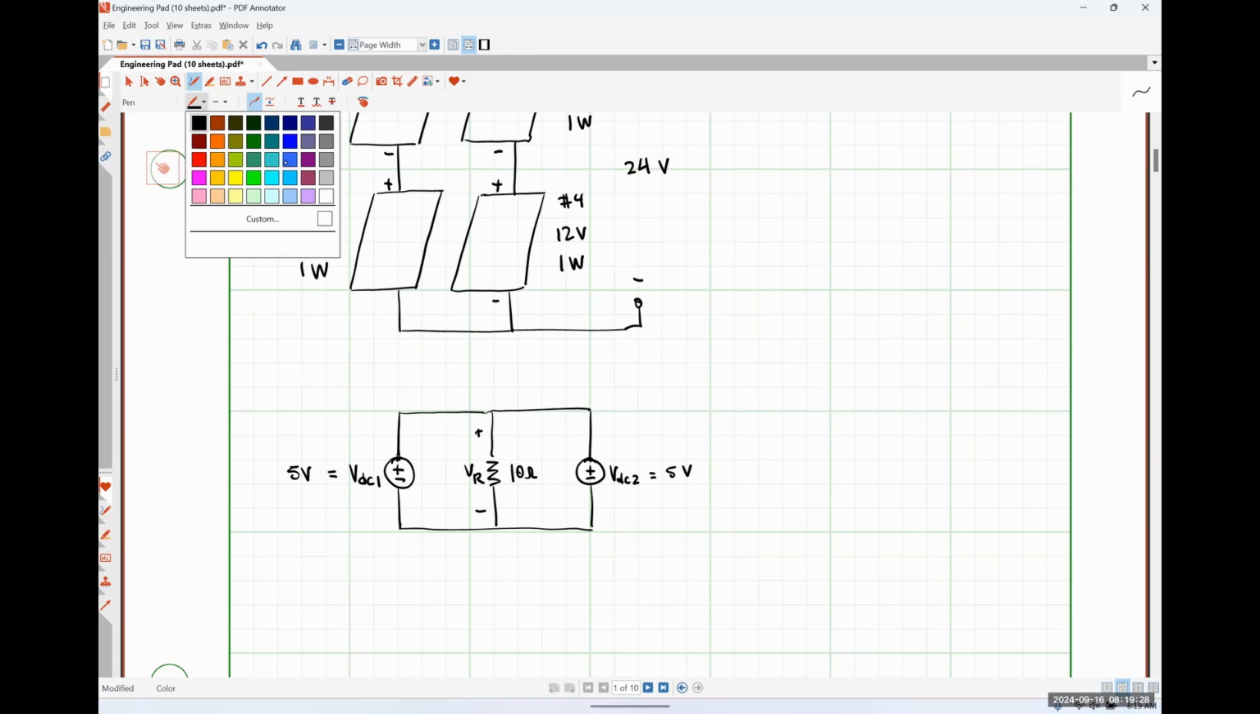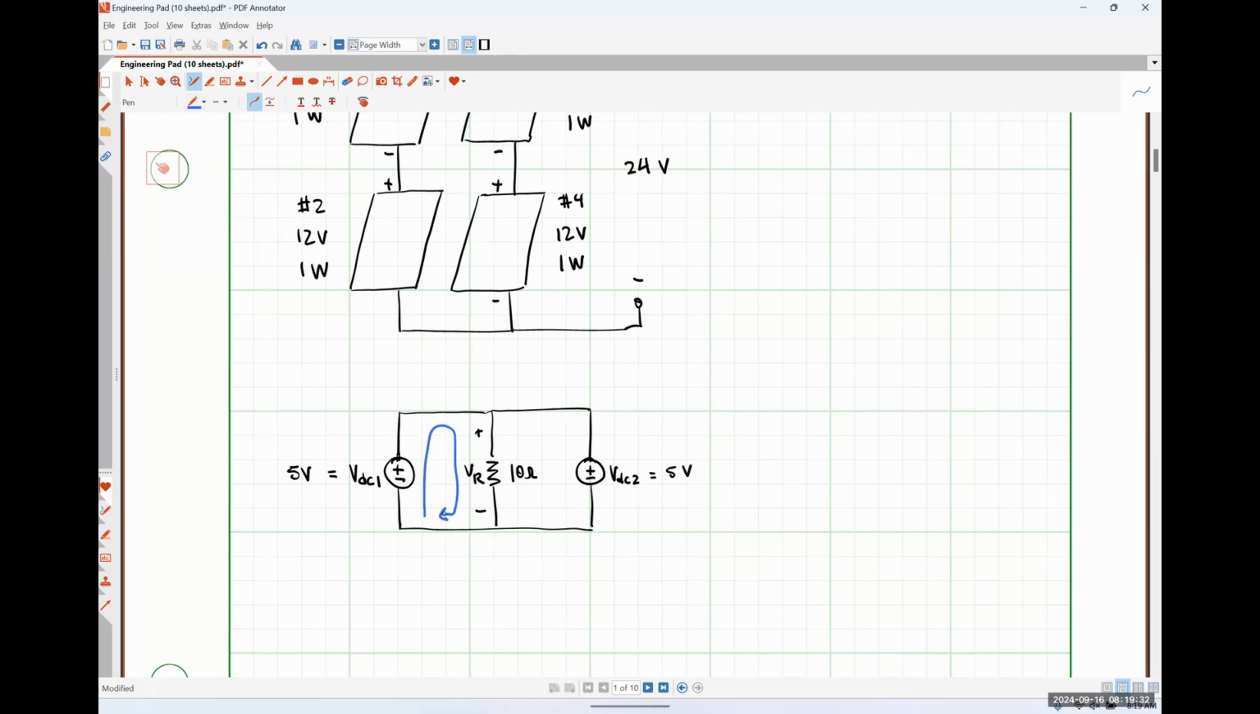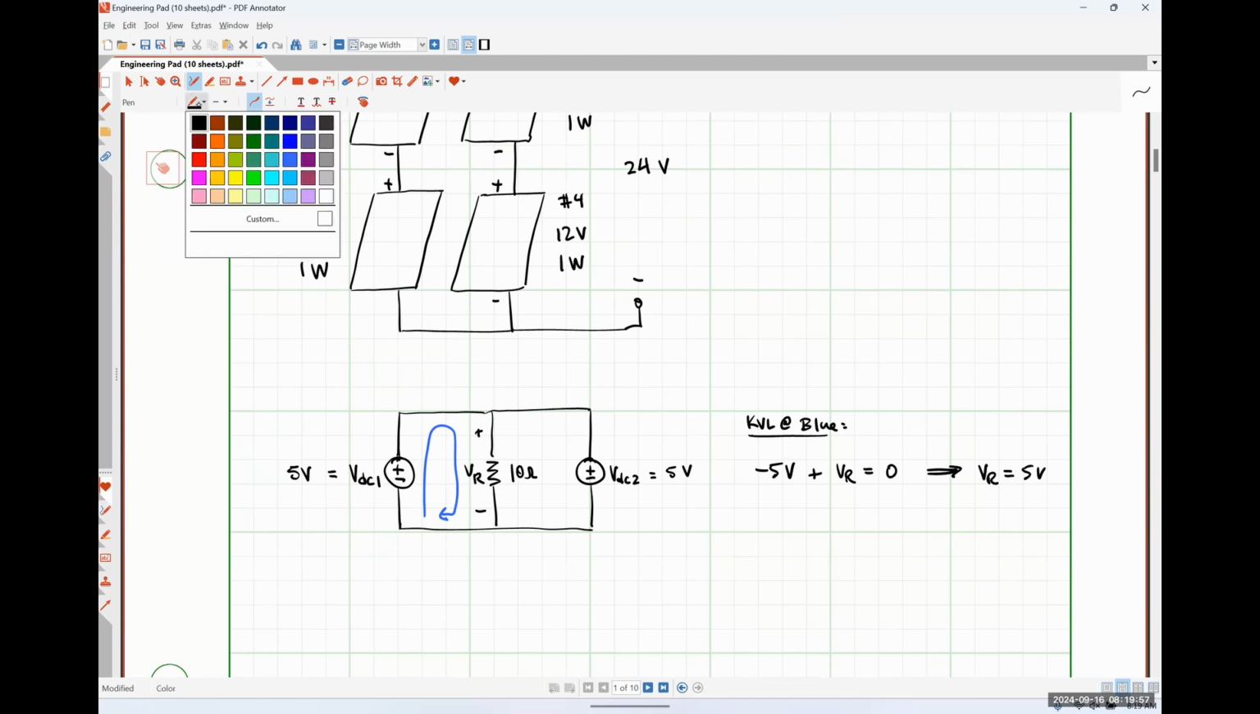So if I were to apply Kirchhoff's voltage law around this loop, let me do KVL at the blue, I would get negative 5 volts plus VR is equal to 0, which means that VR has to be 5 volts. Pretty straightforward.